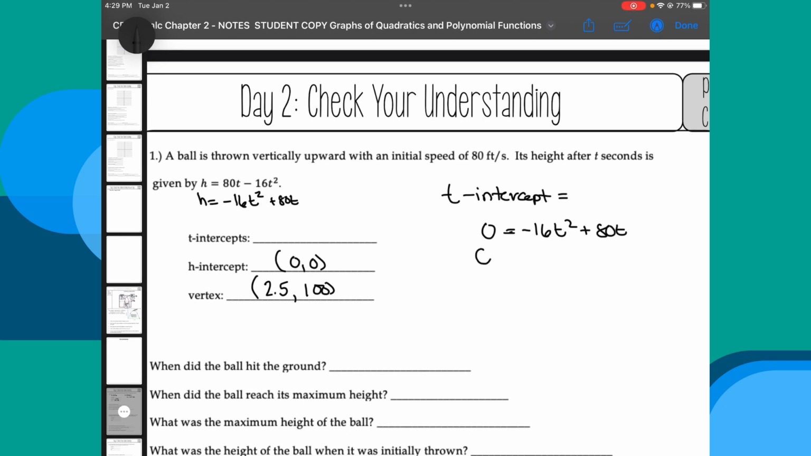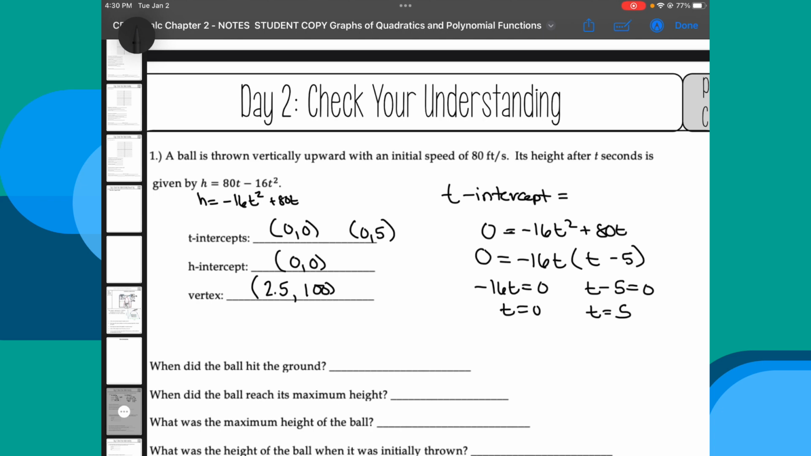I see that there's a GCF, so I can take out negative 16t. That's going to leave me with t minus 5. We take each one of our factors, set it equal to 0, and solve. So we get t is equal to 0, and then t is equal to 5. So that leaves us with the points (0, 0) and (5, 0).